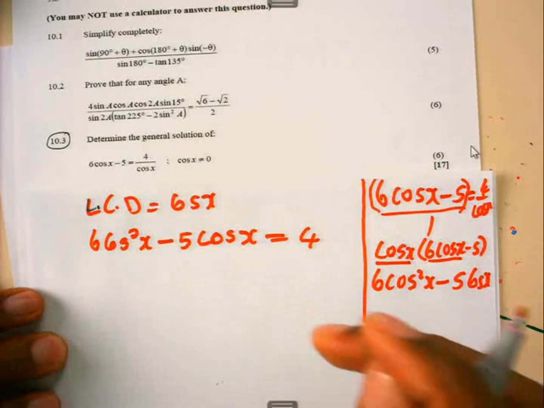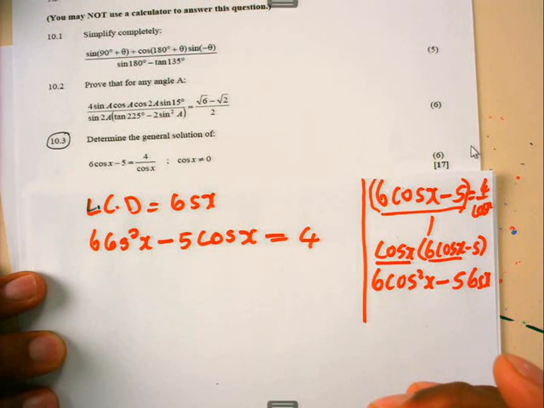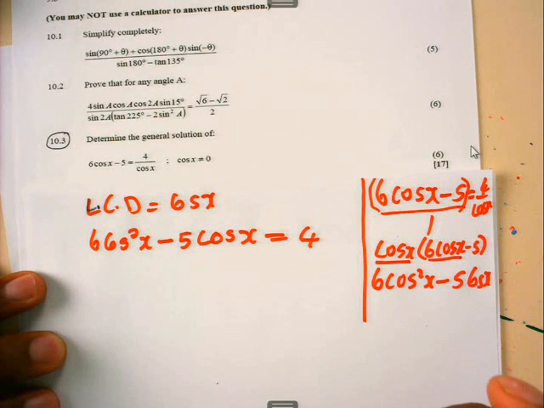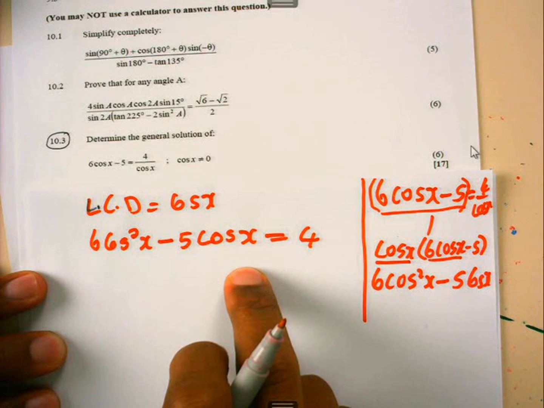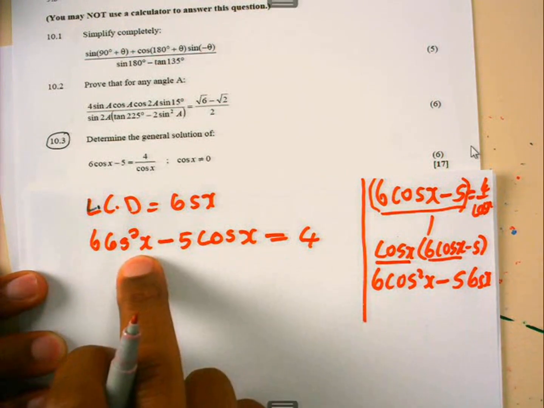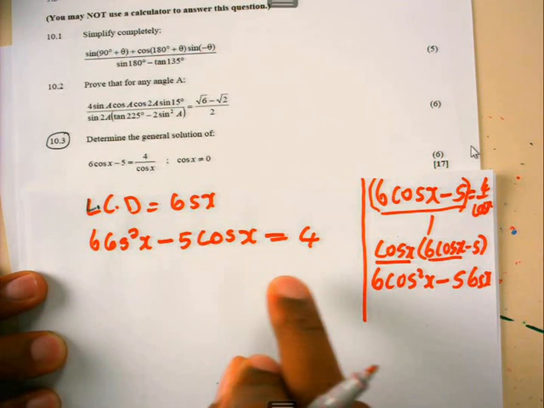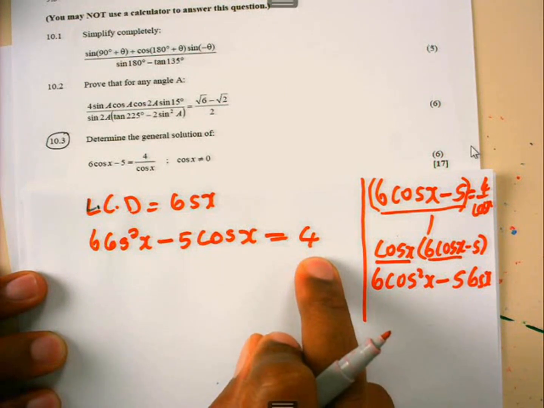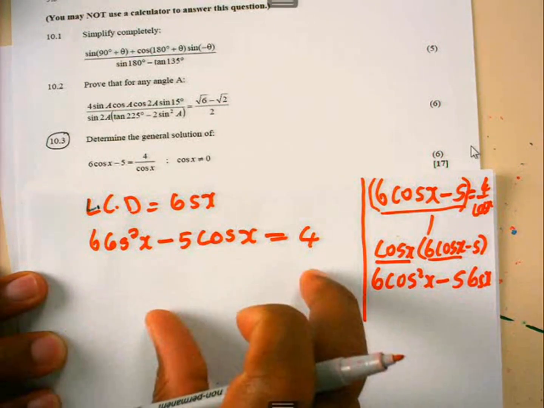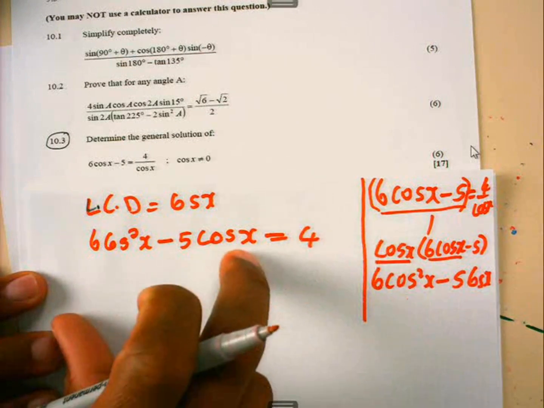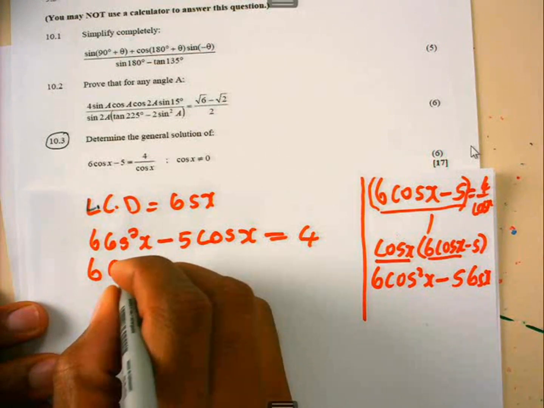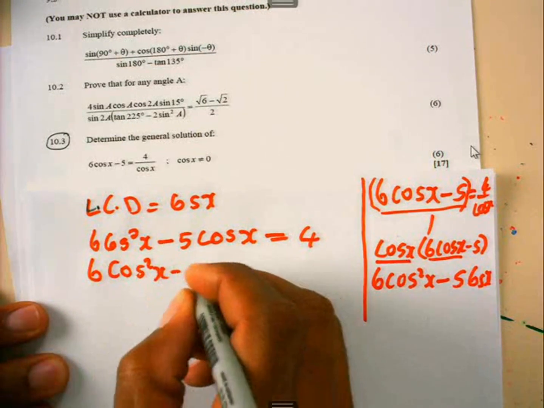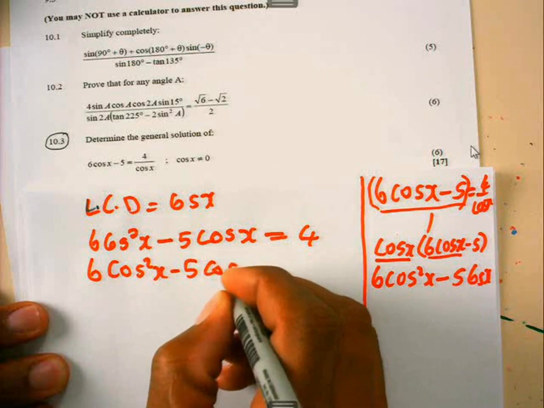Now we have 6 cos squared x minus 5 cos x is equal to 4. What is it that you're going to do now? Seemingly, what I'm having here is like a quadratic equation, because this has the exponent of 2, this has the exponent of 1, and this one here has the exponent of 0. If this is a quadratic equation, then I have to move everything to one side. So this will be 6 cos squared x minus 5 cos x.